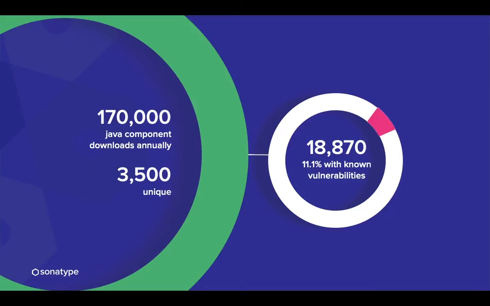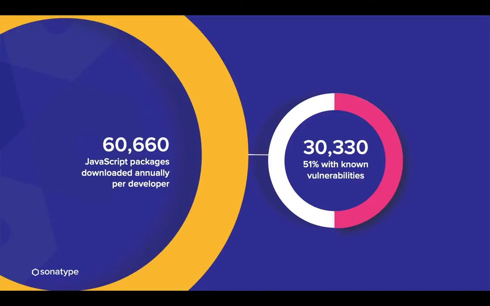The bad part is that sometimes with open source there comes some inherent risk. We like to say that open source ages like milk, not like wine. So we can see that of all of those Java component downloads, about 11.1% of those download requests actually have a known vulnerability. And it's even higher in the JavaScript world. About 51% of JavaScript packages downloaded annually per developer have a known vulnerability.